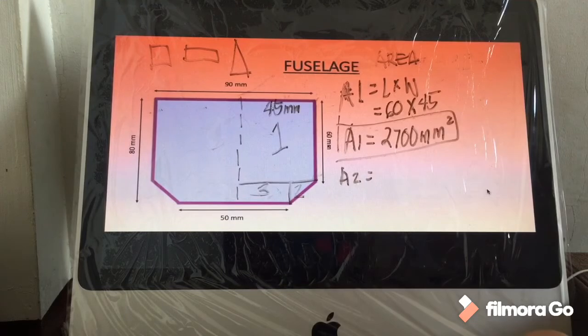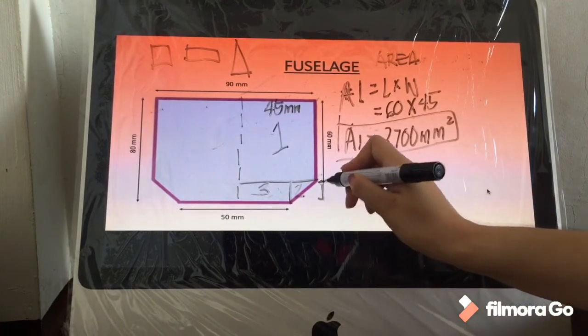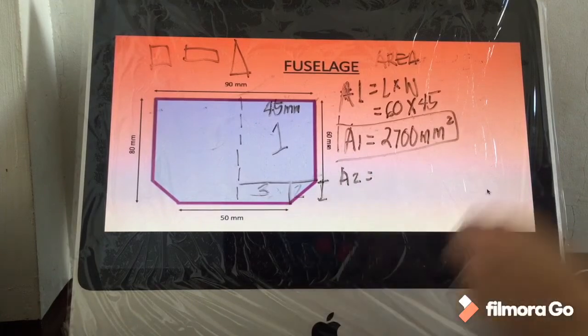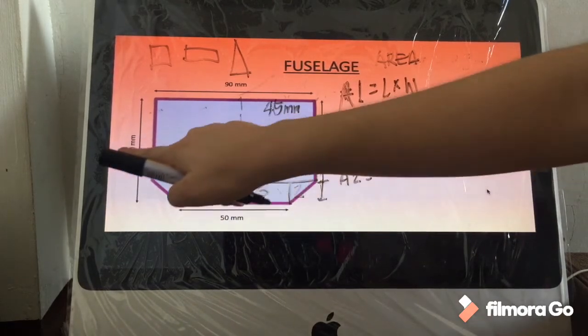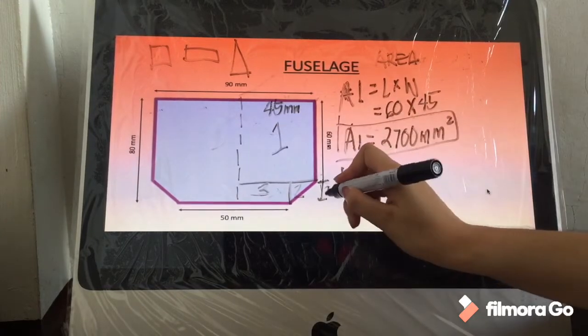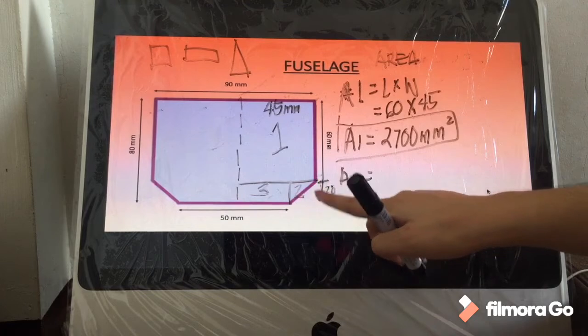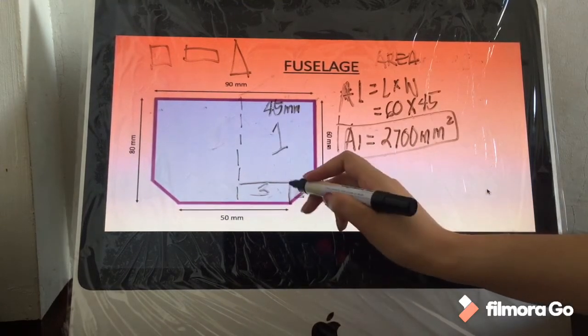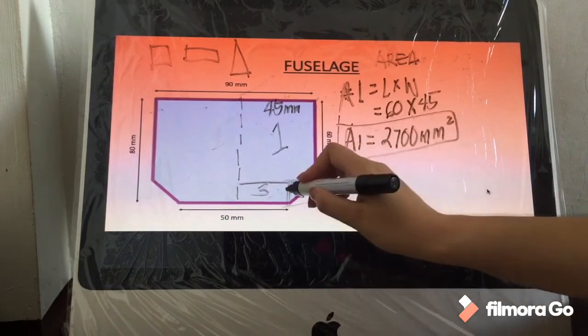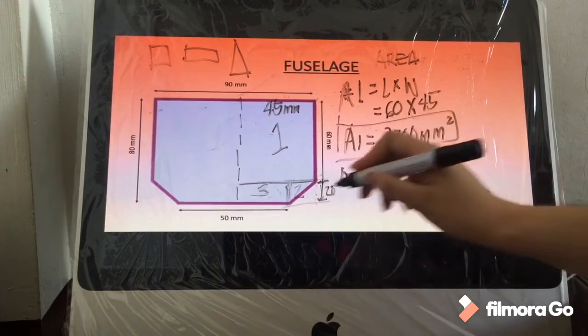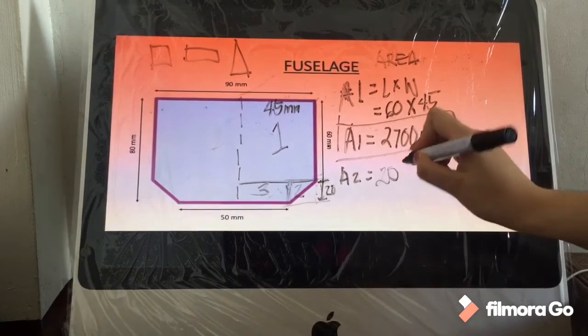For area number 2, this is where it gets complicated kasi wala tayong alam na kahit anong measurement. So, for area number 2, paano natin makukuha to? What is the height of the right triangle? So, kung titingnan nyo, mayroon tayong measurement na 80 dito and then 60. So, all you need to do is subtract 80 minus 60. This is 20. So, this is 20 mm. So, since ito, kung i-imagine ninyo, pantay lang sila nito. Pantay lang sila. Kahit ano pang gawin niya, pantay yan. So, this is 20. So, the base of the triangle is 20 multiplied by, ano kaya to?